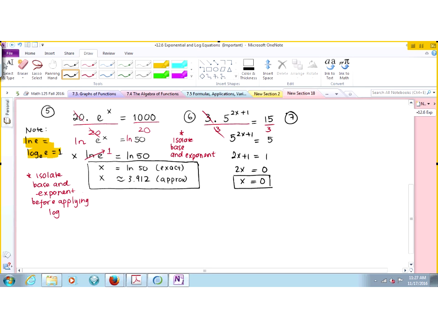Okay. Now, what about if you have something like this? 4 raised to the x plus 1 is equal to 5 to the x.